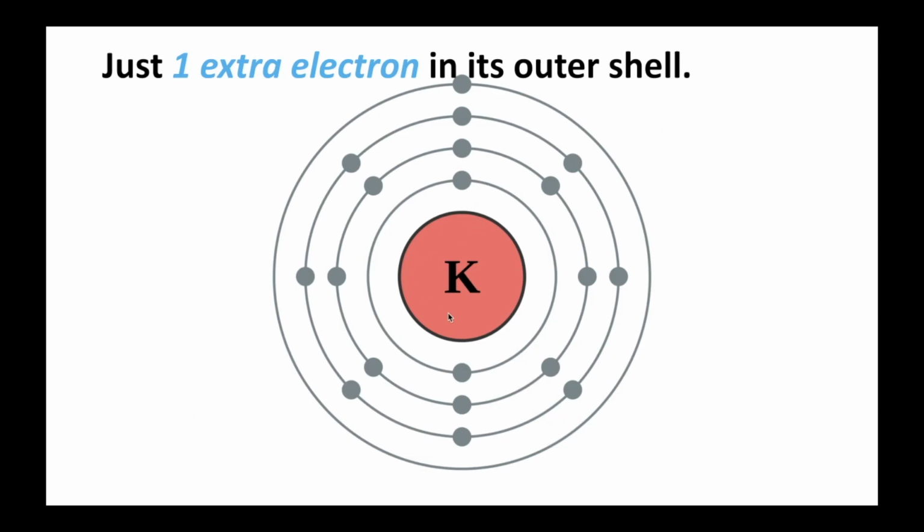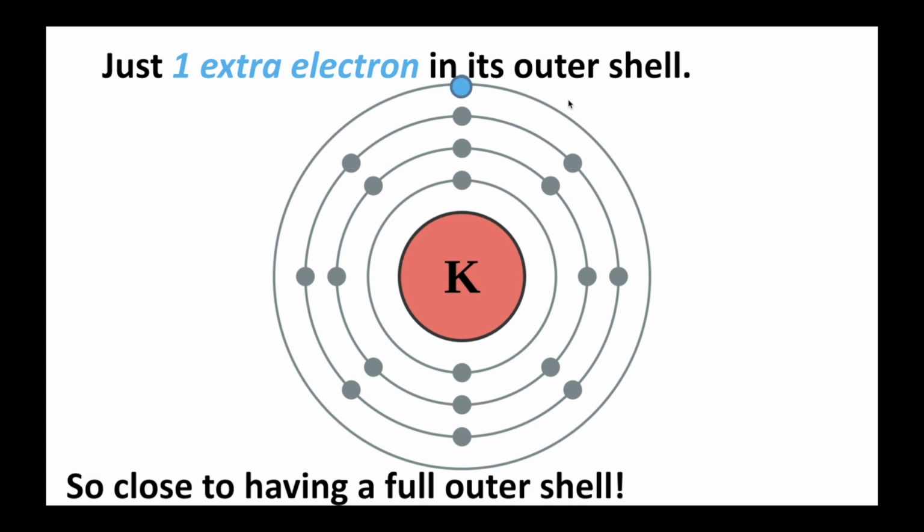Potassium, this is potassium with the symbol K. Potassium only has 1 electron in its outer shell because in total it has 19 electrons. So we have 2 and then 8 and then 8. That makes 18 in total, but it has 1 more, so it has to go into the 4th shell. So potassium has 1 extra electron in its outer shell.